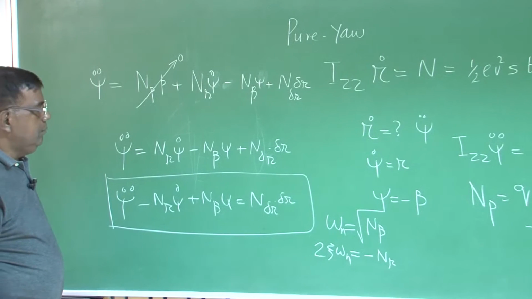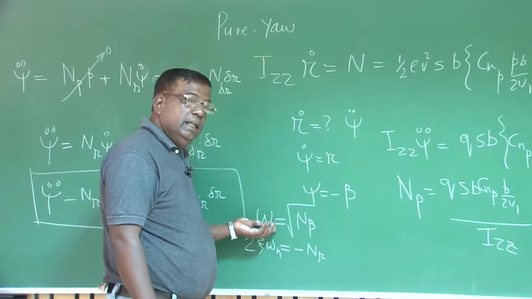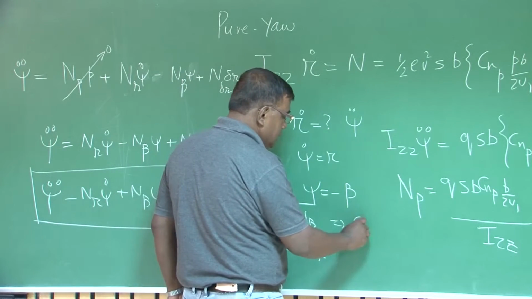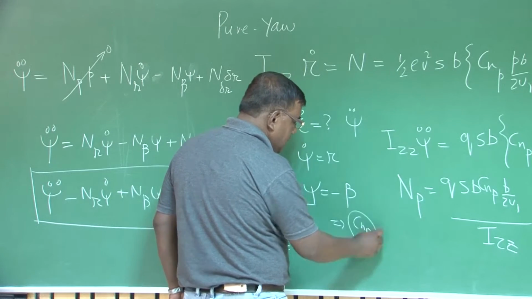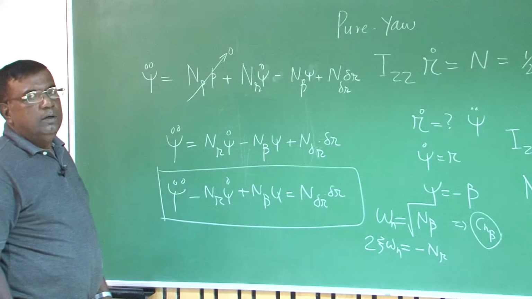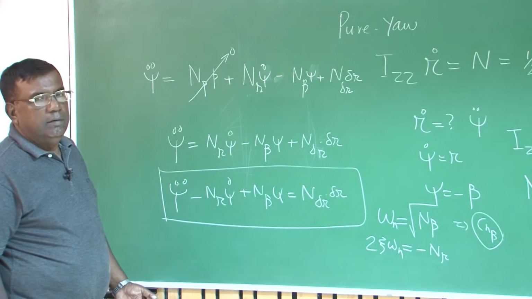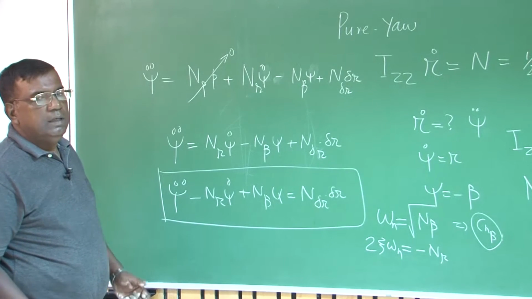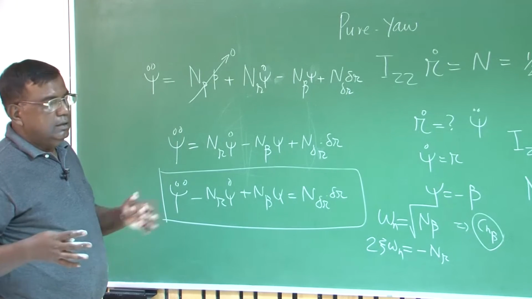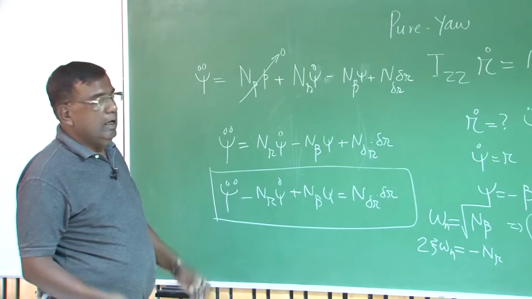Now see the beauty. If you want to change omega n, this clearly tells you that you have to handle Cn beta. And how can you change Cn beta? You know, it is through the vertical tail volume ratio. That means either you increase the vertical tail area or increase the length of the vertical tail, or the distance of the vertical tail from the CG of the airplane.